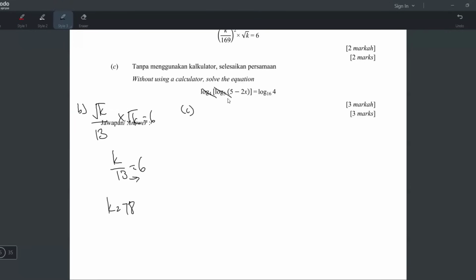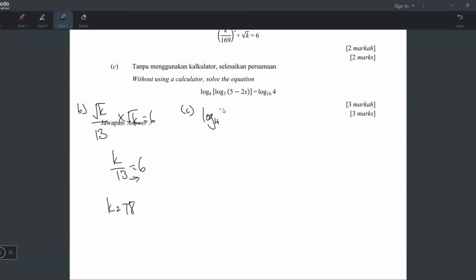Just slowly pindah everything to the other side lah. Yeah, just slowly pindah one by one until you tinggal x single dekat sini lah. Right? But first thing first, this one sebenarnya boleh buat tau. Because yeah, because 4 and 16 dia sebenarnya ada connection, right?